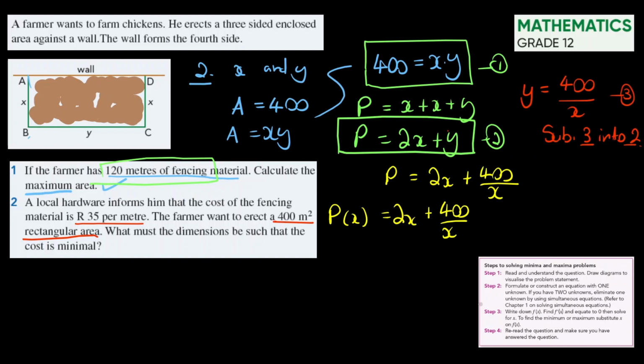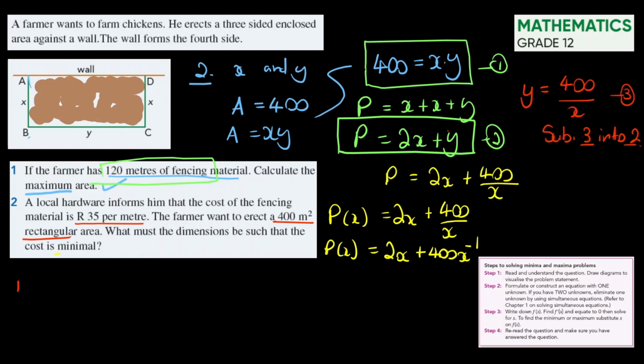So in essence, now we're in step number 3 again, right? They're asking us for the minimum of the dimensions. P of x, the perimeter, will give us the dimensions of x and y. So let's go ahead and find the derivative here. But before we do that, we have to write this equation with no fractions. We can just say 400 x to the power of -1. This will make deriving this equation much easier. So let's go ahead and do that.